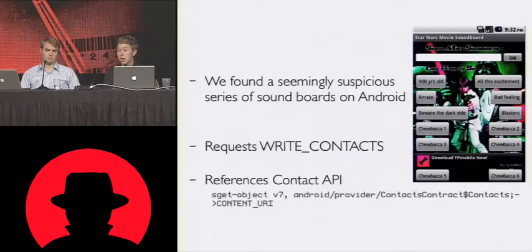We first looked at an Android app, a soundboard app. And we said, well, why is a soundboard accessing my contact list? That's pretty weird, right? It requests the write contacts permission on Android, and it references the contacts API. Specifically, in this case, it pulled out the URI for the content provider. We would also have found it if it had a string for a content provider, or if it referenced any content provider or content provider methods.